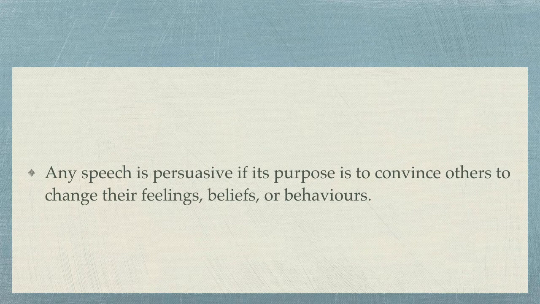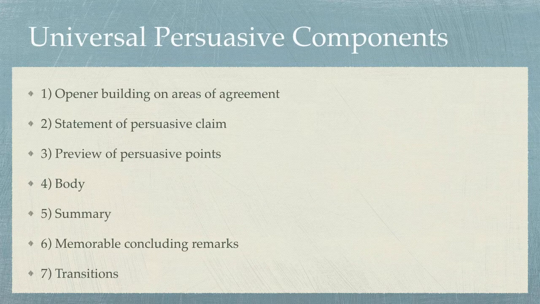So next we'll focus on the universal persuasive components. What are they? Okay. There are six components of the pattern that I call universal persuasive components: first, opener building on areas of agreement; statement of persuasive claim; preview of persuasive points; body; summary; memorable concluding remarks; and transitions. Okay, next let's look a little closer at each component.